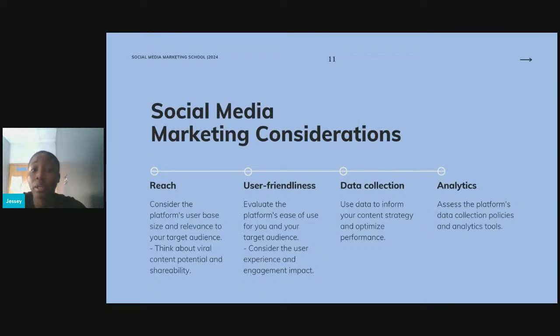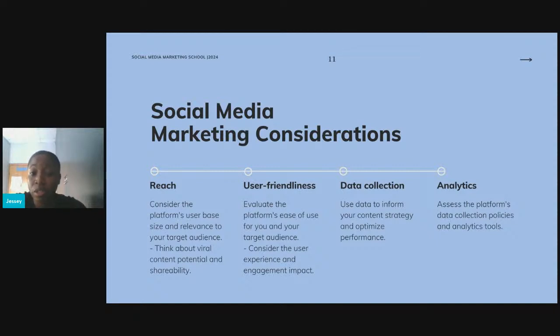And then we also have social media marketing considerations. These are things that you want to consider also when selecting your platforms. You want to consider the platform's user base size and relevance to your target audience. Now you want to think, okay, so does this platform accommodate a large number of people, right? And these people that you want to consider, right? And you want to think about the viral content potential and shareability. Can I share my post with these people? Can they share? Is it user friendly, right?